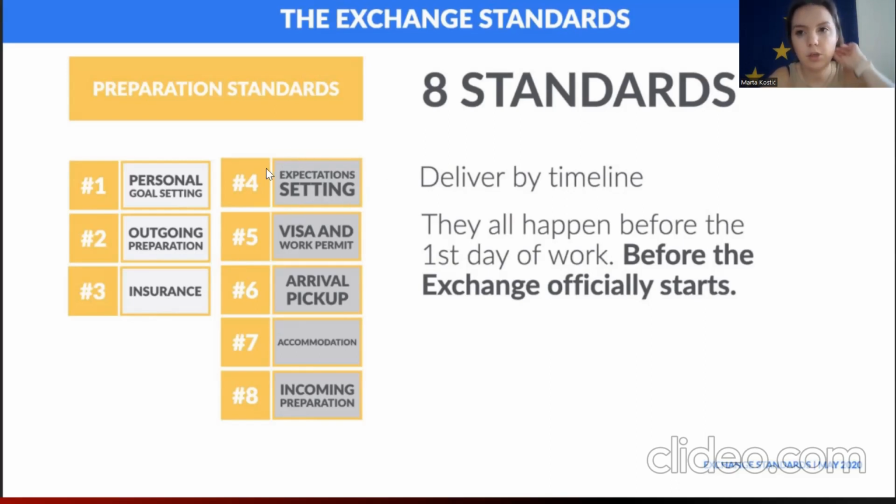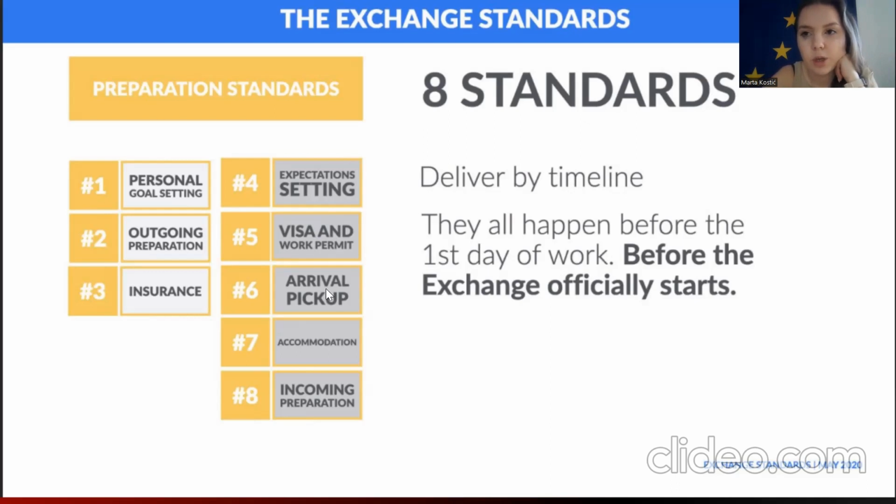Expectation setting is at the beginning, where they need to set expectations with the EP, like what his job will be, where he will work, when. Expectation setting between ISEC and that EP. Then visa and work permit, they also need to help them with. Without a visa, or if the EP needs a work permit, usually they cannot go on exchange. So that's why this all needs to happen before.